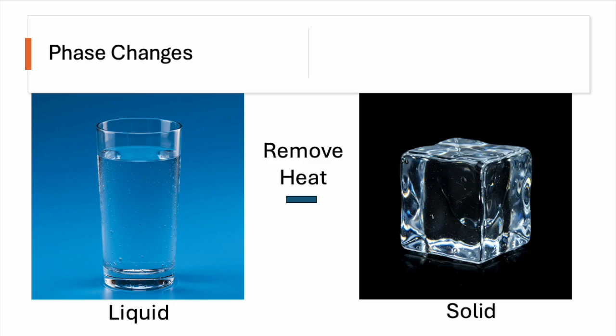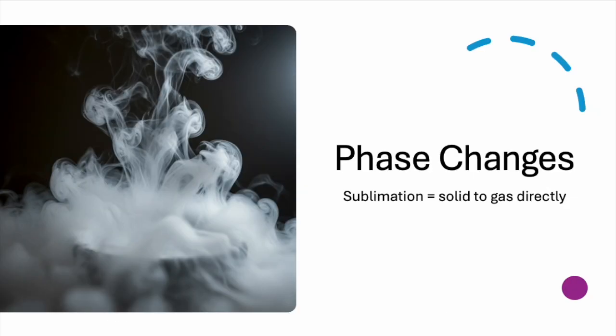There are many other phase changes that can occur as well. For example, solid carbon dioxide, also known as dry ice, can change directly into a gas without passing through the liquid phase. This process is called sublimation.